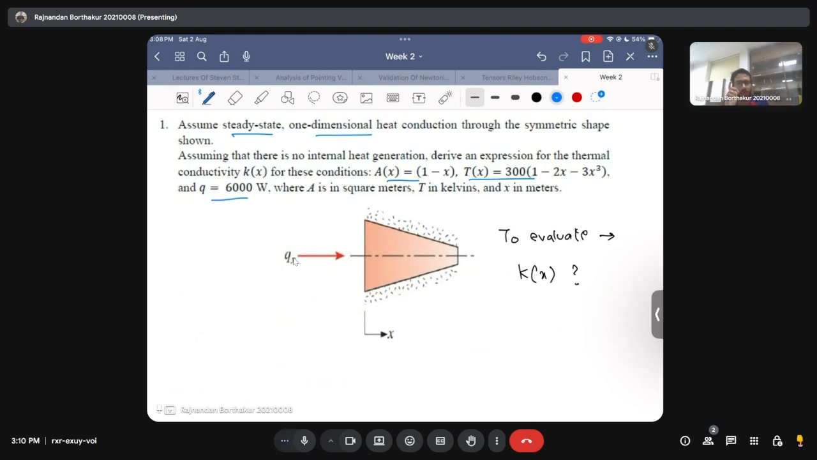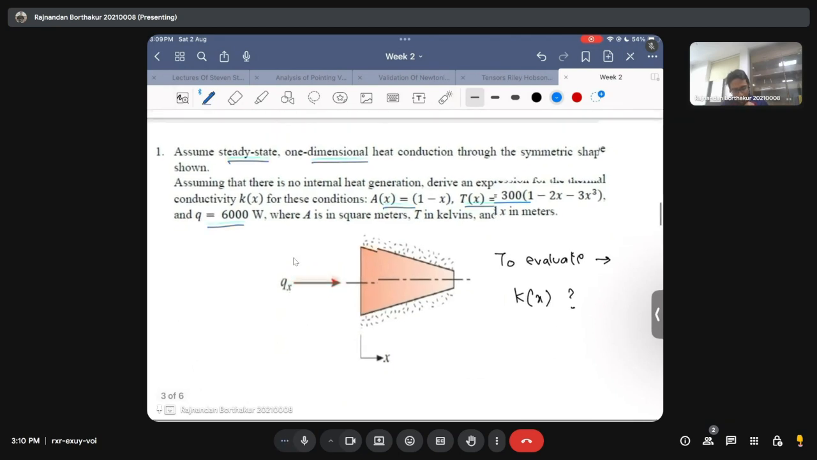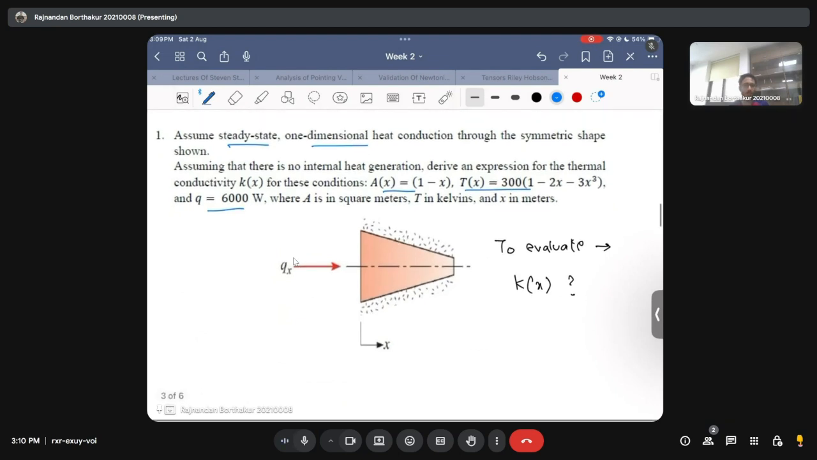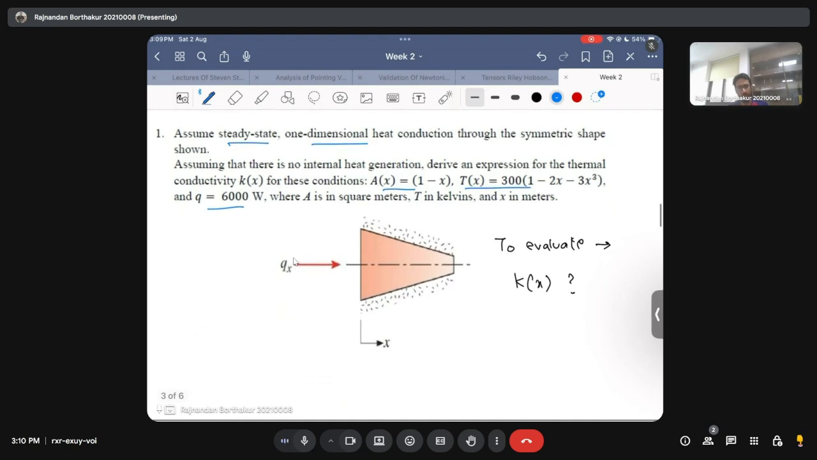Now, if you pay close attention, the thermal conductivity of the material will be a function of x. That is, it will not be constant. Why I say this will become clearer as we do the exercise. I hope it is clear what we need to evaluate. I'll stop here for a couple of minutes so that you can understand this problem and think about how to proceed towards the solution.